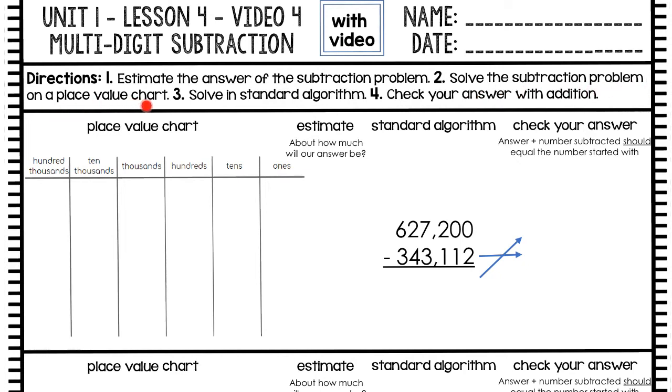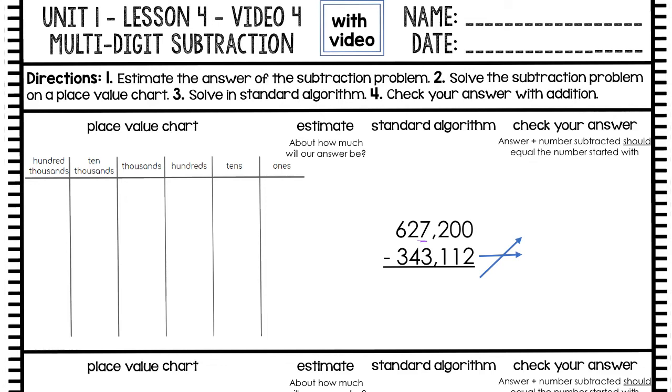All right, remember we're going to estimate the answer of the subtraction problem, solve the subtraction problem with the place value chart, then solve in standard algorithm, and last we're going to check our answers with addition. If we estimate 627,200, I think I'm going to estimate to the nearest 1,000.